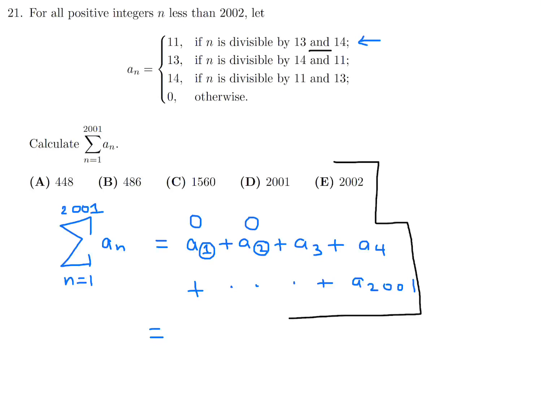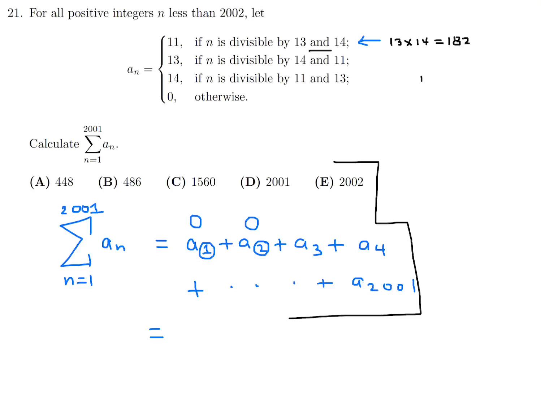Otherwise, this question, you won't be able to get it. It's not 13 or 14. It's 13 and 14. So if a number is divisible by 13 and 14, it must be divisible by 13 times 14, which is 182. All right? So any number that's divisible by 182 is meeting that criteria.